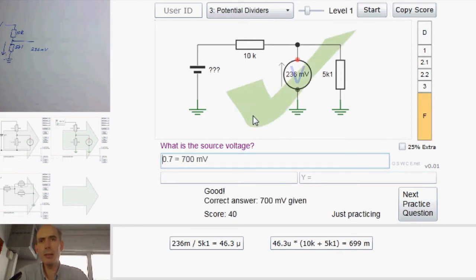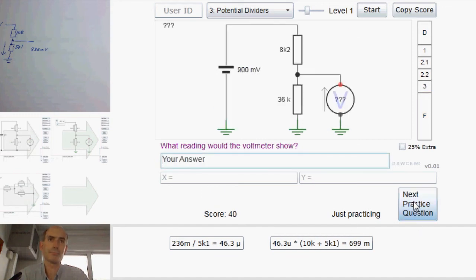And again, same principles, I've just applied them in a slightly different order. I've worked out the current that must be flowing because I know the voltage across this resistor and I know the value of this resistor. And if I know the current that must be flowing and I know the total resistance between this point here and that point here is 15.1K, then I must be able to work out that voltage. Just Ohm's law again. Voltage is current times resistance.